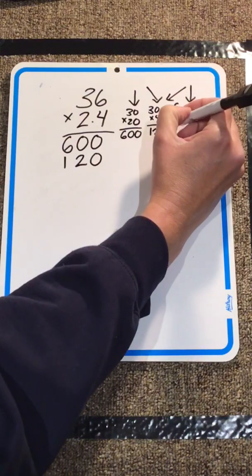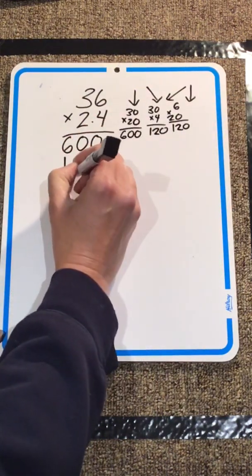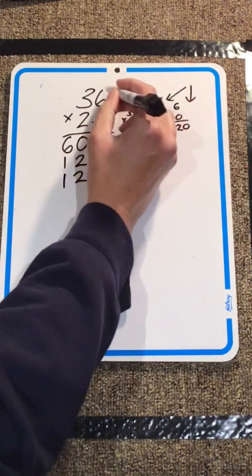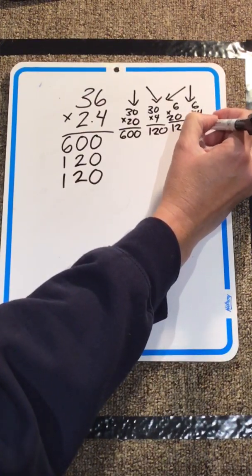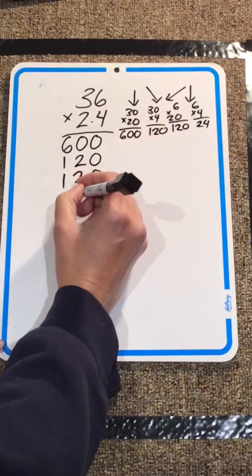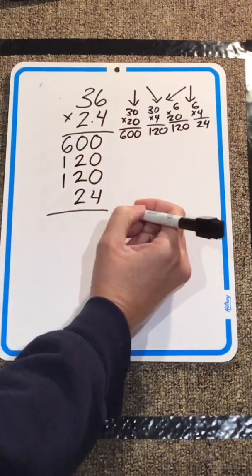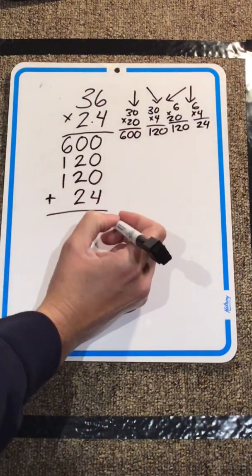Going this way, we've got 6 times 20. Cover up the 0. 6 times 2 is 12. Stick the 0 back. Hey, isn't that fun? We get another 120. Okay, and then straight down, we've got 6 times 4, 24. Okay, and remember, I lined up all of these numbers on the right-hand side. Then it's time to add.